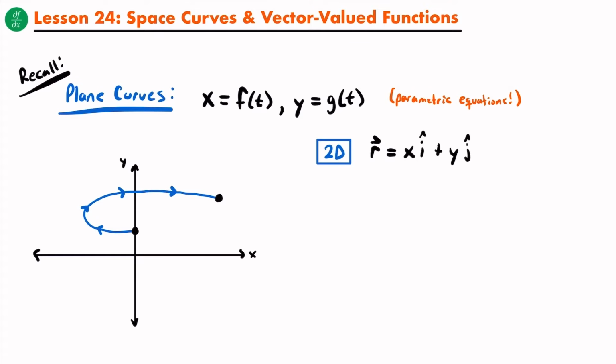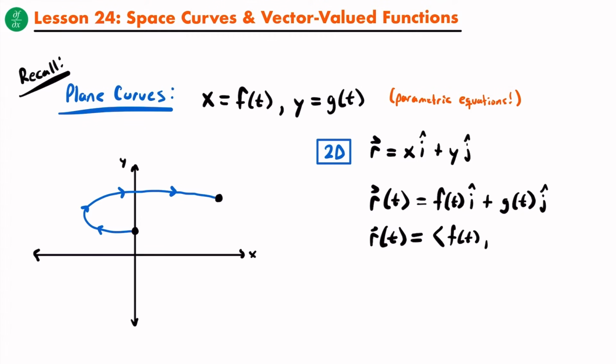Since we are now creating a function, we're not just going to write our vector like this anymore. We're going to have the vector r of that parameter t is equal to its components in terms of the parameter t. So for x, that would be f of t. So you would have f of t times i. And then for y, that would be g of t. You'd have g of t times j. Okay, or if you prefer the bracket notation, you could also write it like this. The vector function r of t is equal to f of t, comma, g of t, where those components are inside of those vector brackets.